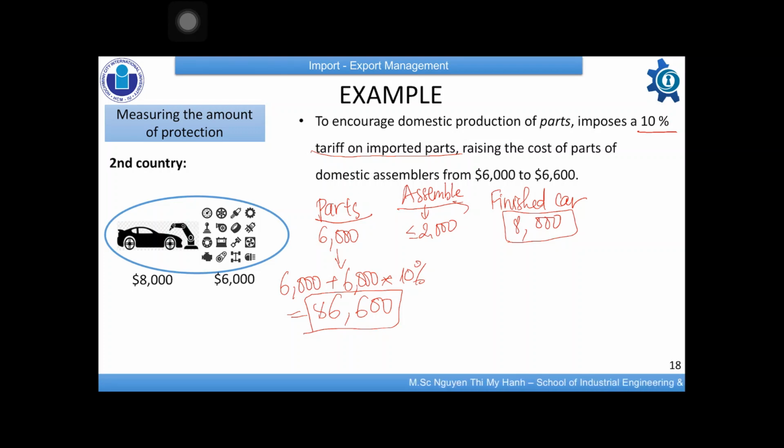So when will they do assembling the cars? So only when the cost is less than or equal to $1,400, right? Because after tariff, the imported parts price is equal to 6,600, and the finished car they can sell at the price 8,000. So they only do assembling when the cost is less than or equal to 1,400. So we can see they have negative effect on the assembler, because at first, before tariff, the assembler will take place when the cost is less than 2,000. But now after tariff, they only have the budget of 1,400. So they have negative effect on the assembler.